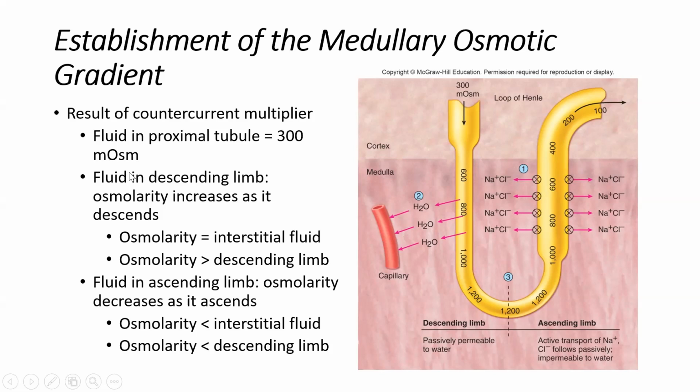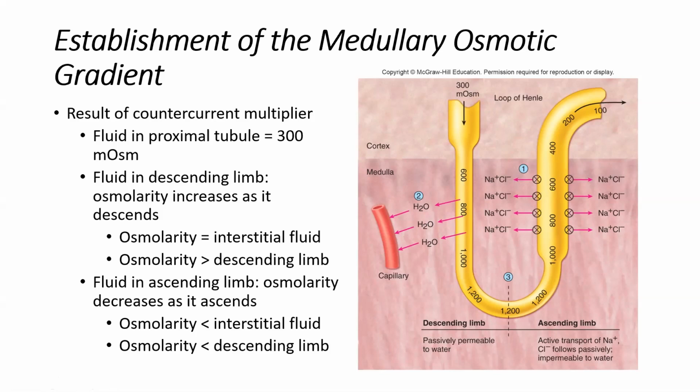So as we go down the descending limb, the osmolarity increases. So we're starting with an osmolarity of 300 of this filtrate. As we gradually go down, we're losing water here. And so as we lose water, what's left in this tubule starts to get more concentrated, right? More solutes are left behind. And so the osmolarity here gradually increases.